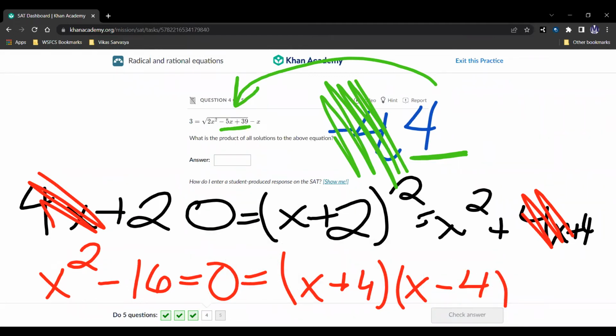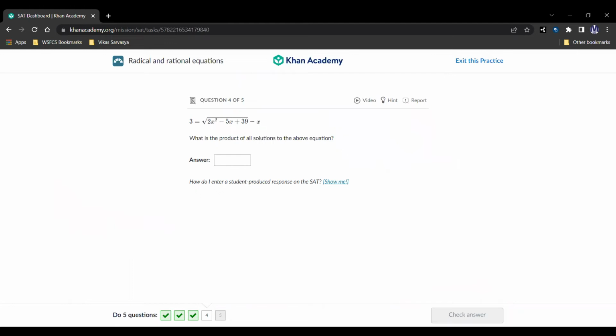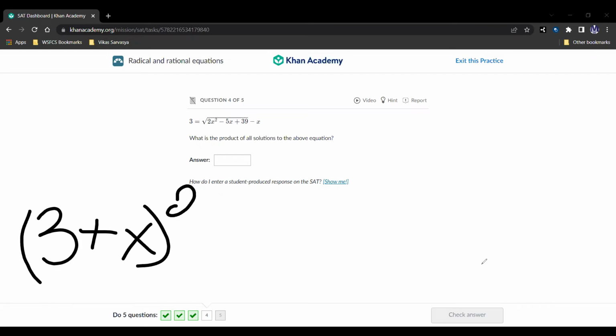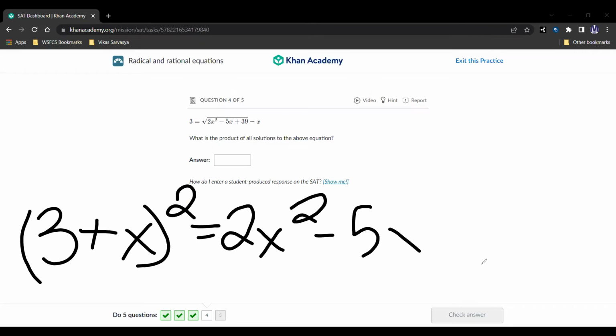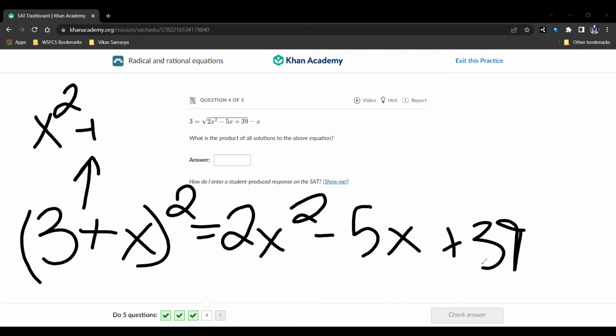All right. Next question. This one's a bit more complicated, but let's see what we can do. So we can get 3 equals the square root of 2x squared minus 5x plus 39, and then you get minus x. So we can add the x to both sides, and then we can square this. That's going to be equal to 2x squared minus 5x plus 39. Of course, this part of 2 equals x squared plus 6x plus 9.